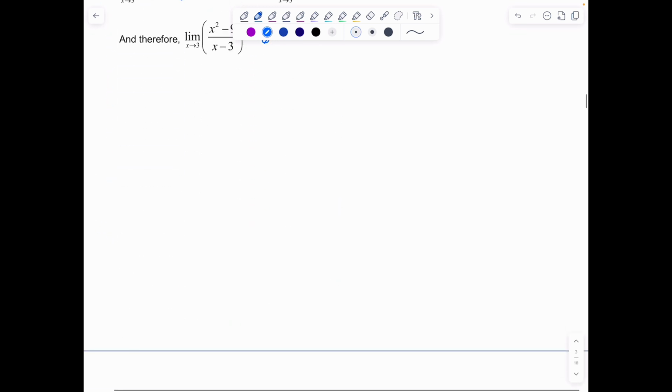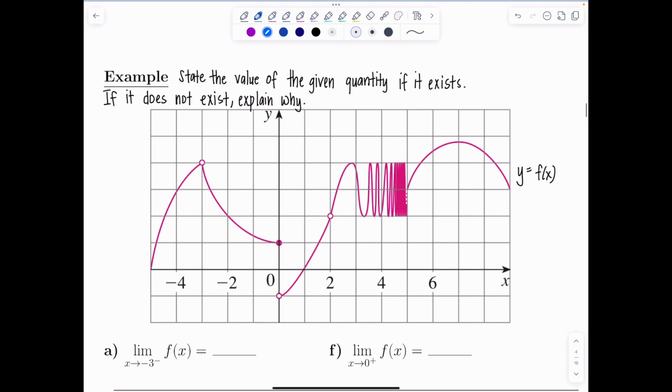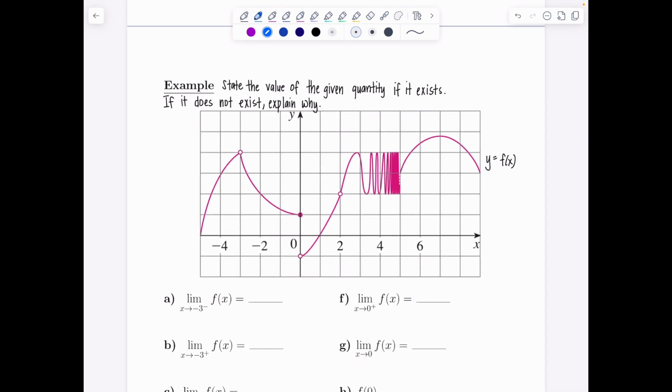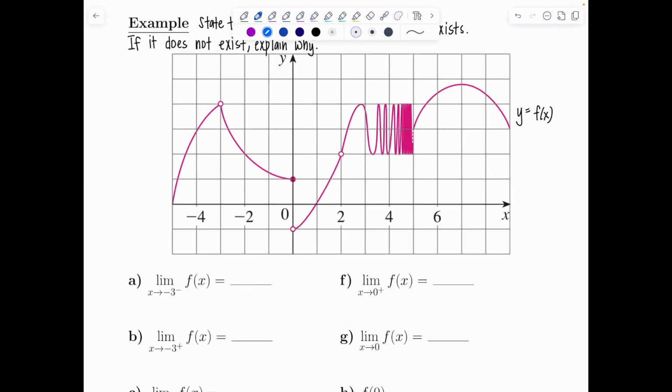This time, I'm going to give you a pretty funky graph. State the value of the given quantity if it exists, and if it does not exist, explain why. Okay, so here's the graph again of y equals f of x. First, we're asked for the limit as x approaches negative 3 from the left of f of x. So if it helps you, put your little stick figure on there. We're approaching x equals negative 3. Where's that? That's right here. From the left, so from values smaller. So the little man is working on the graph here.